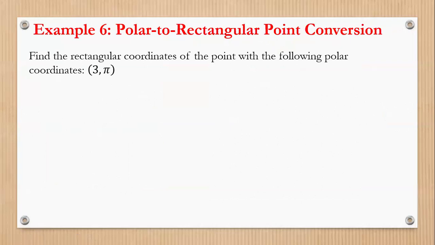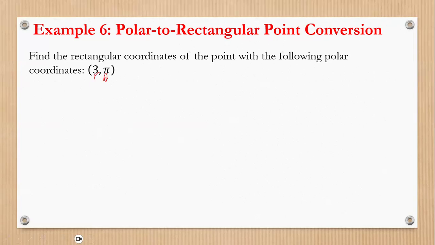In this example, we want to find the rectangular coordinates of the point with the following polar coordinates. The polar coordinates are 3 and pi, and we want to convert it to rectangular coordinates x and y. So we need x and y. What do we do? We know that r is 3 and theta is pi.